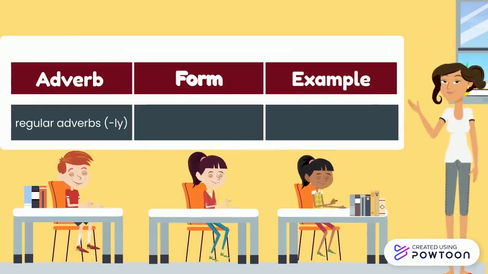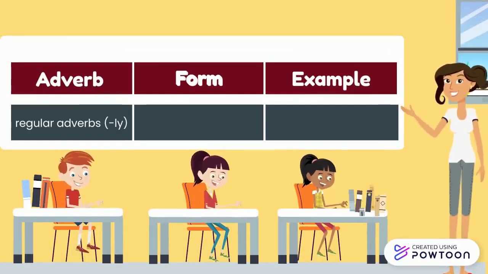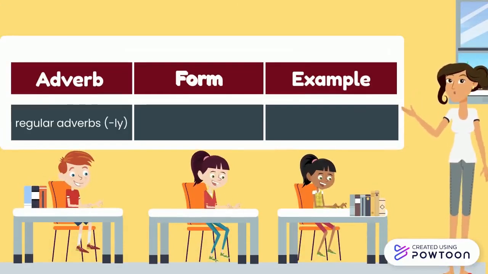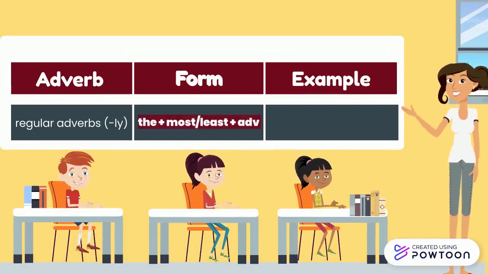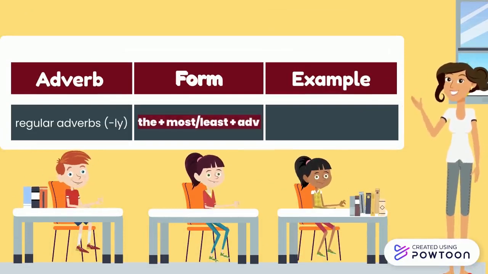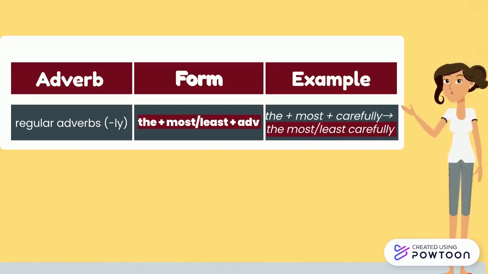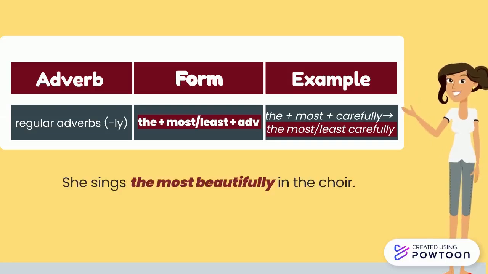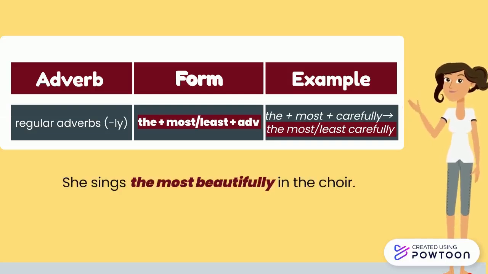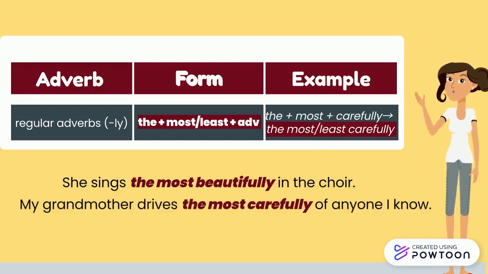For most regular adverbs, those that end in ly, we need to add the most or the least before the adverb. For example, carefully becomes the most or the least carefully. Let's take a look at more examples regarding superlative regular adverbs. She sings the most beautifully in the choir. My grandmother drives the most carefully of anyone I know.